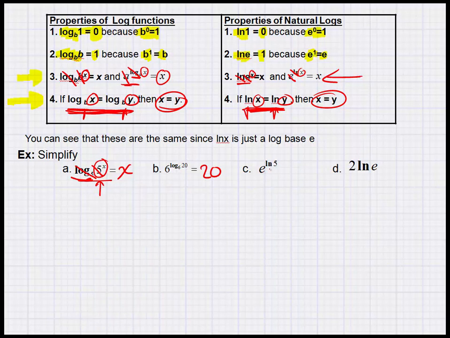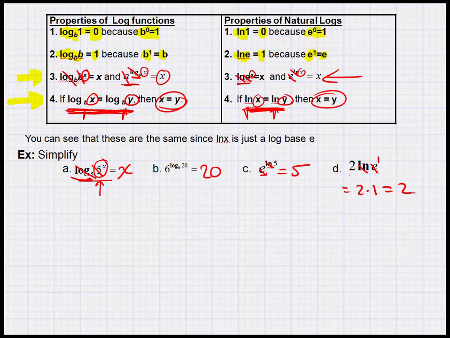e to the ln of 5. Ln, natural log, is the inverse of e to a power. Cancel, I'll just get 5. Then 2 ln of e, this is ln of e to the first. Well, ln and e are inverses, and the ln of e should cancel. I should just get 1, so this gives me 2 times 1, which is 2.